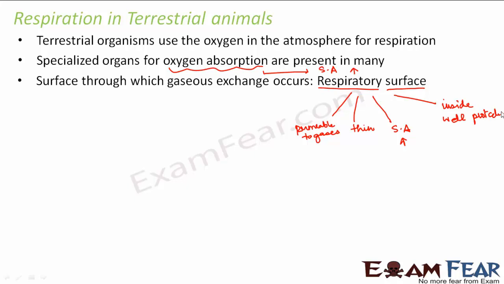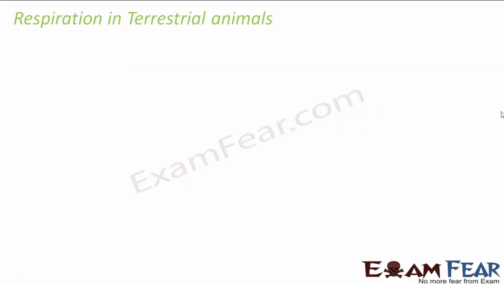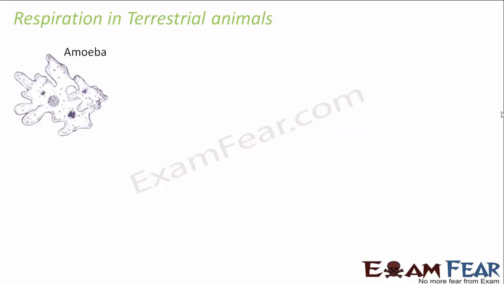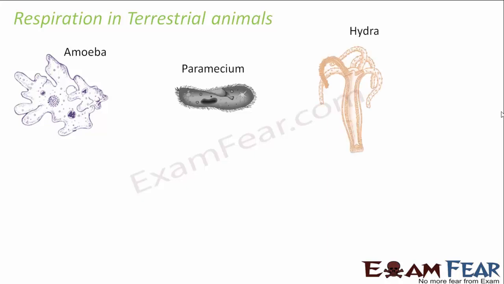Okay, so with this, let us look at some of the terrestrial animals and what kind of respiratory system they have. Let us start with the simple organisms like amoeba, which is a unicellular organism. Amoeba, paramecium, hydra. These are some of the lower animals, that means they are simpler animals. These animals do not have any specific organ for respiration. So how does respiration take place? Respiration occurs through the body surface. That means the exchange of gases happens through the surface of their body. The surface of their body itself acts as the respiratory surface. So they do not have any specialized organs.